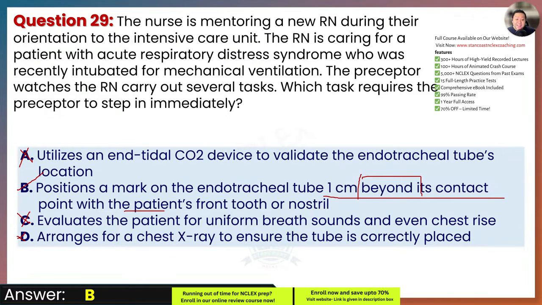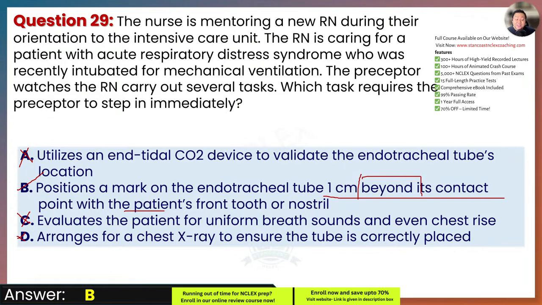Because the device itself can detect exhaled carbon dioxide, which confirms that the tube is correctly placed in the trachea and not in the esophagus. So this is also part of the standard and correct practice. And letter C, evaluates the patient for uniform breath sounds and even chest rise. So this is also another standard practice.